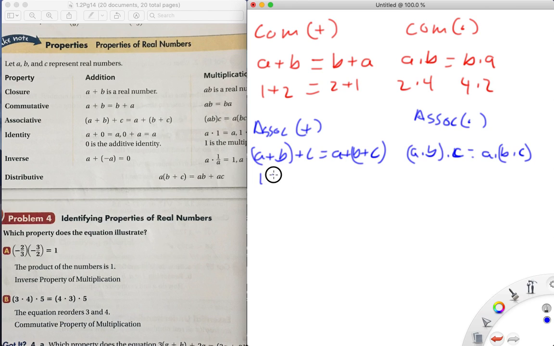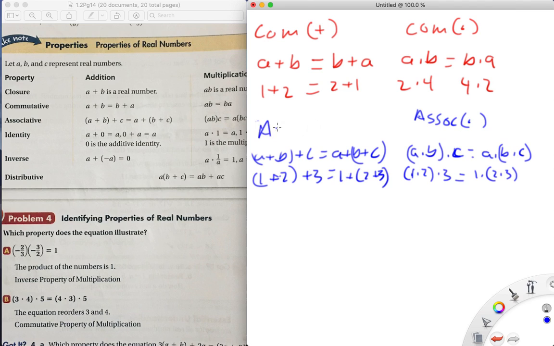So if this was 1 plus 2 in parentheses plus 3, that's going to equal 1 plus 2 plus 3 in parentheses. Alright, 3 plus 3 is 6, 1 plus 5 is 6. Likewise, if I have 1 times 2 times 3, that's going to equal 1 times 2 times 3 in parentheses. They should be the same. 2 times 3 is 6, 1 times 6 is 6. So again, this is all review, so I'm going pretty fast. Associative property of addition.